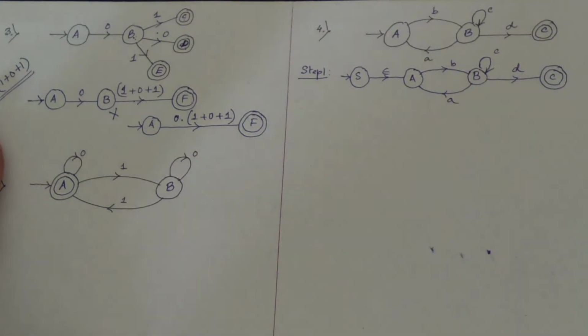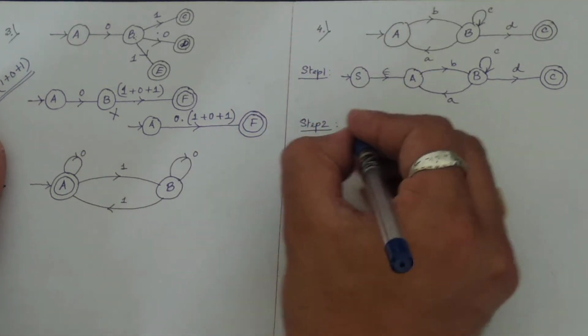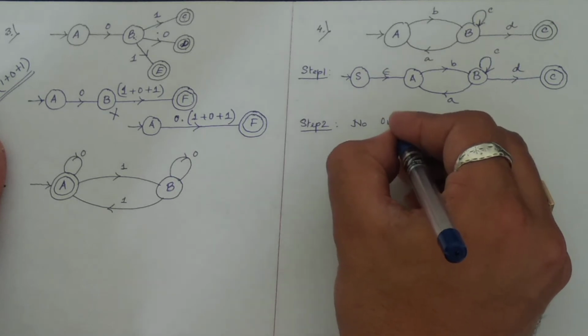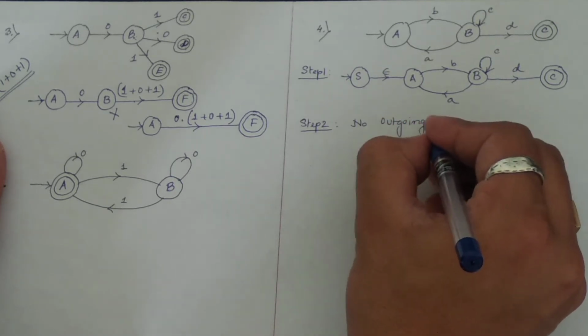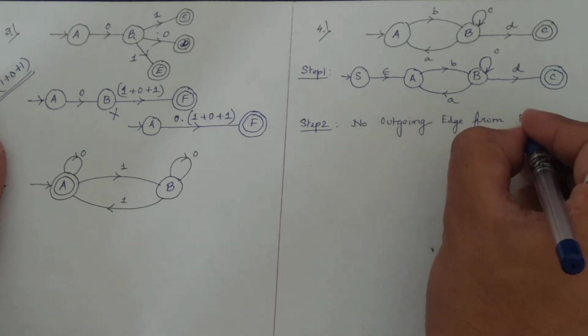I have created a new initial state. Now in step number 2, there is no outgoing edge from the final state.